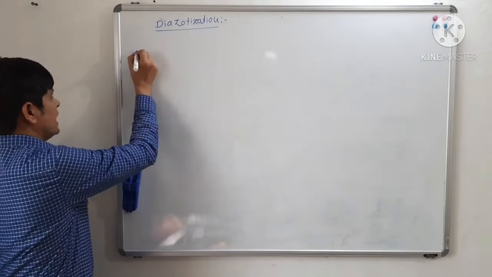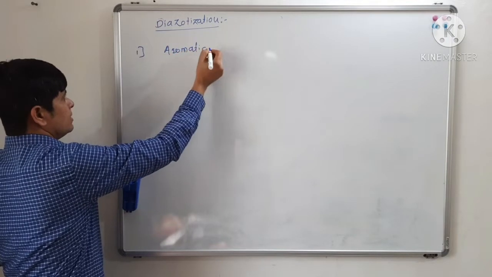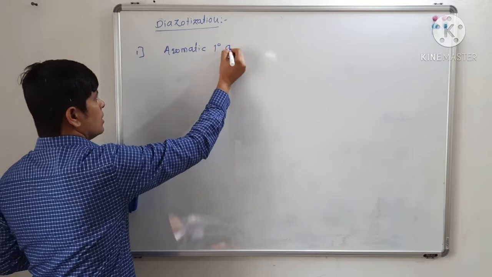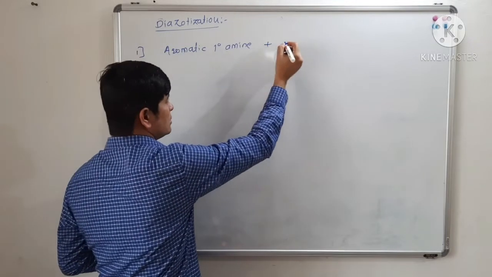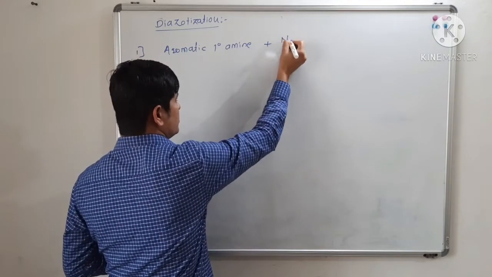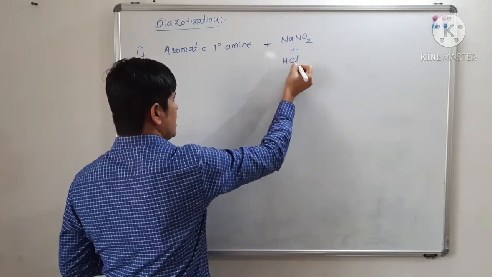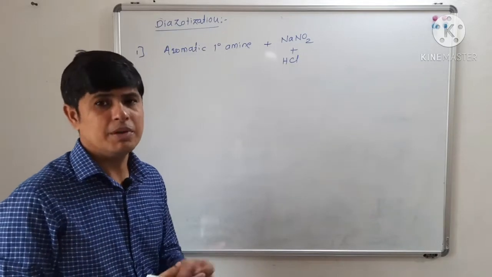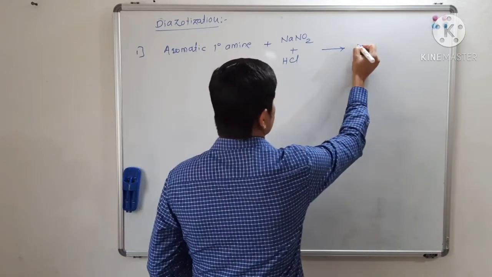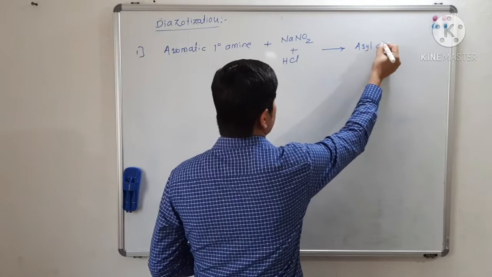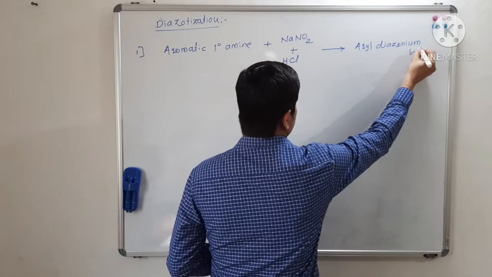Okay, see, in the diazotization reaction, we take an aromatic primary amine. It is reacted with a solution of sodium nitrite and hydrochloric acid, or it may be sulfuric acid. So we will get aryl diazonium salt.